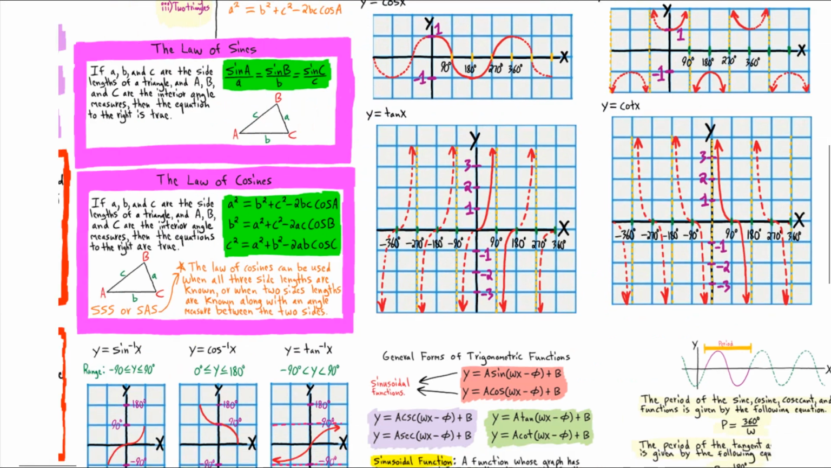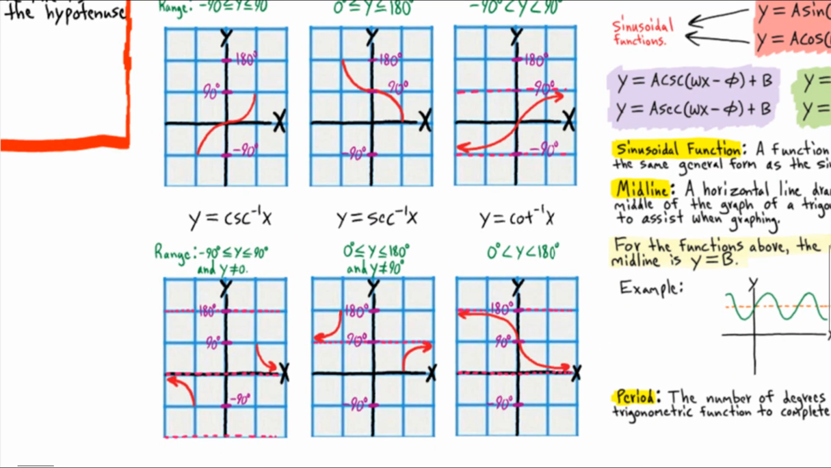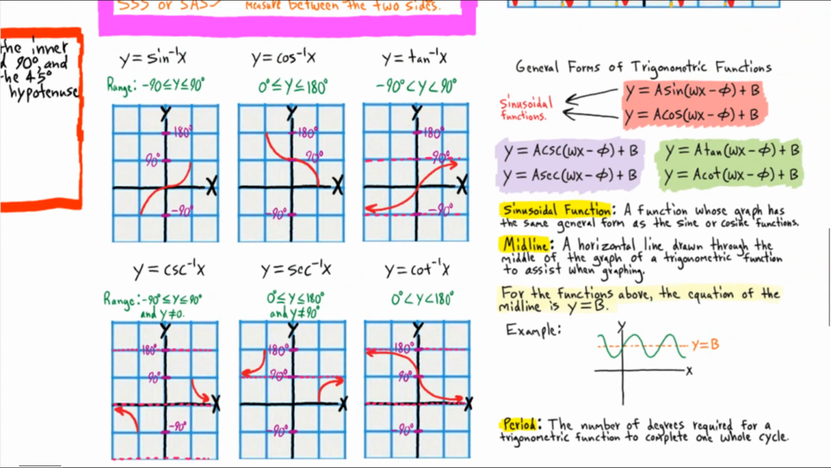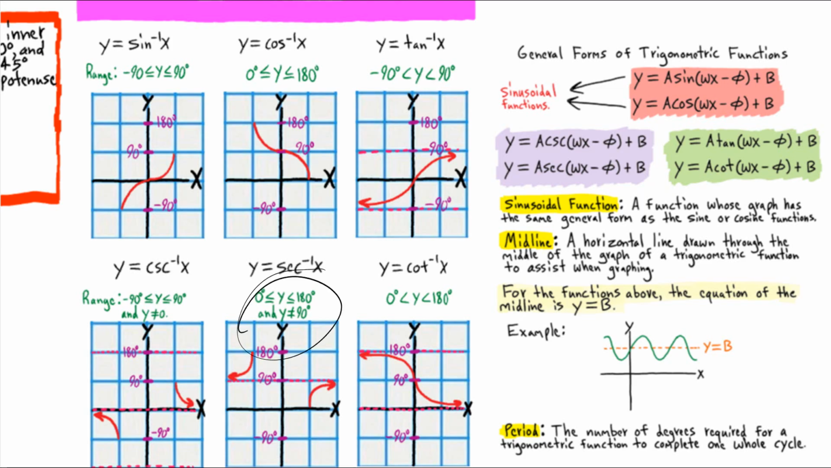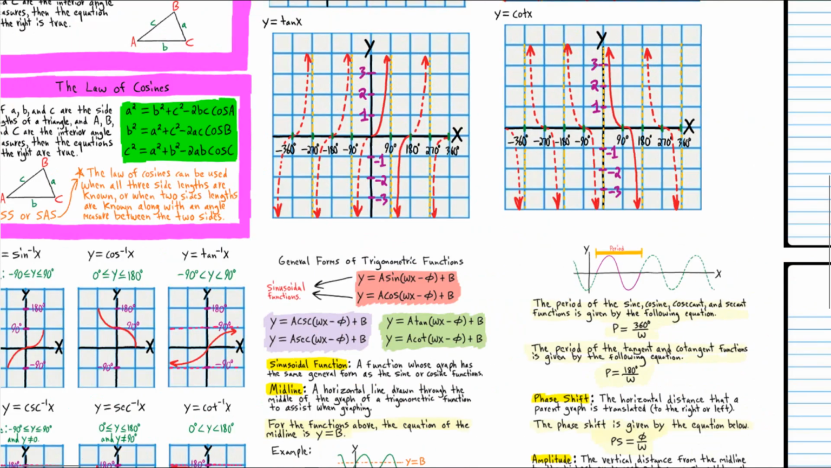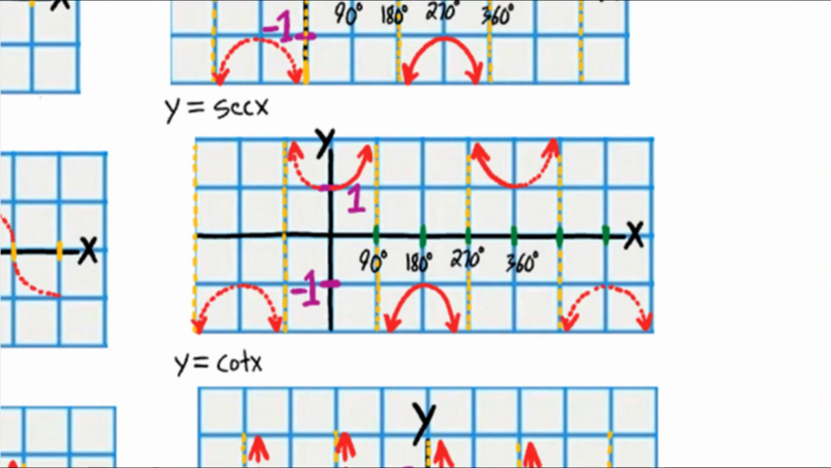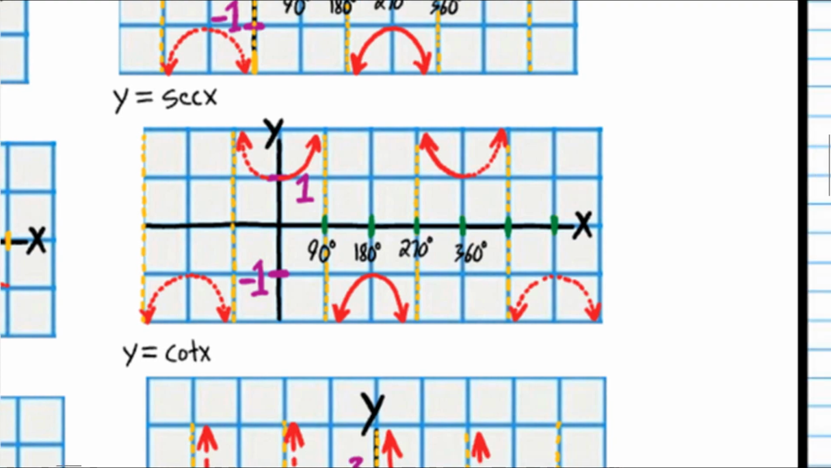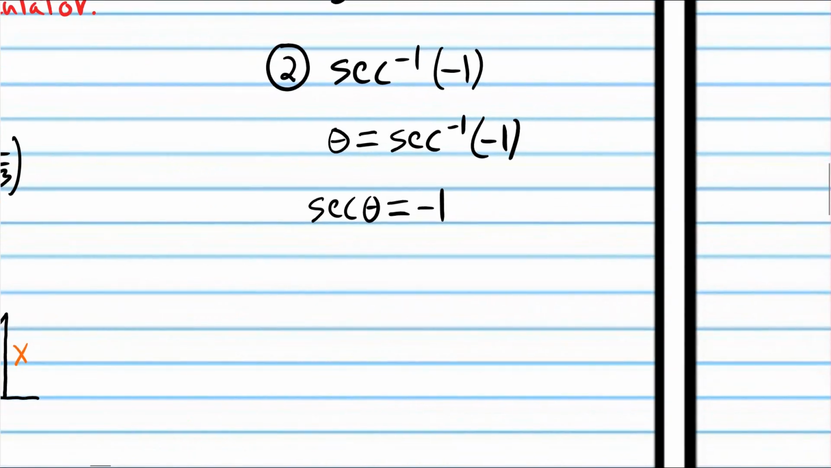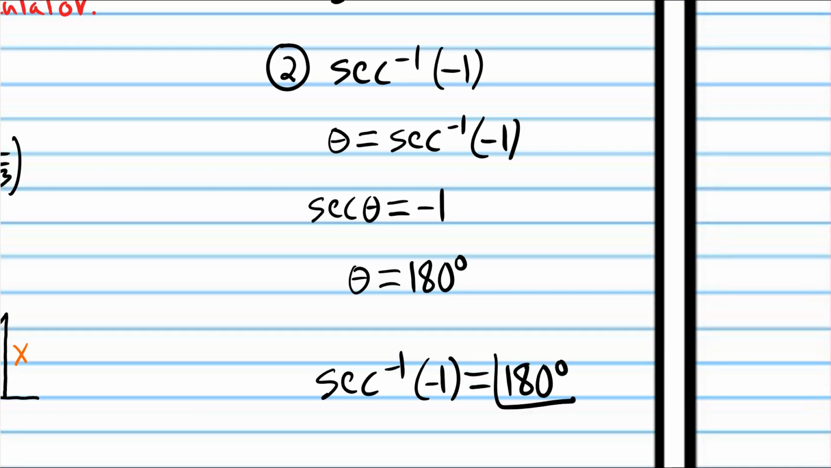But again, if we go to our inverse function range restrictions, you see that y has to be between 0 and 180, not including 90 degrees. Now it can be equal to 180. Notice it includes 180. So our answer cannot be -180. It has to be positive 180. So that is the answer. Theta has to be equal to positive 180 degrees, so we can say finally secant inverse of -1 is equal to 180 degrees.